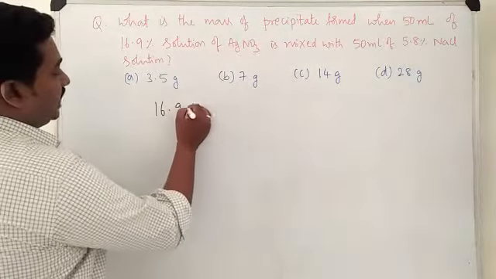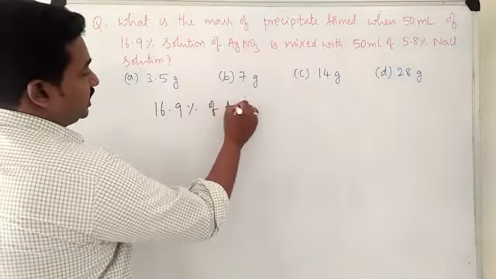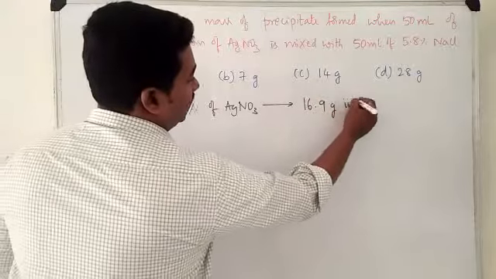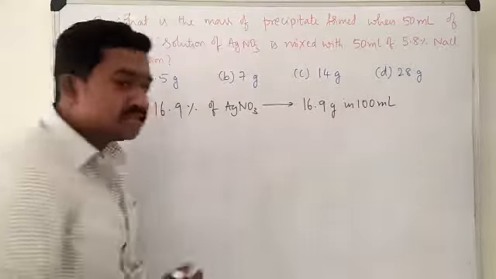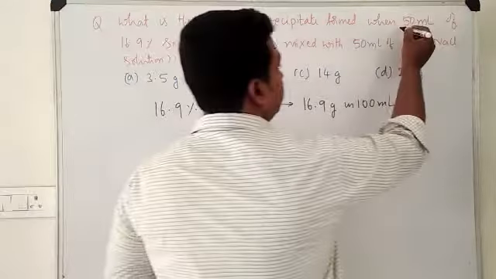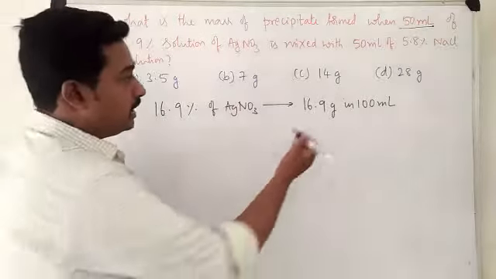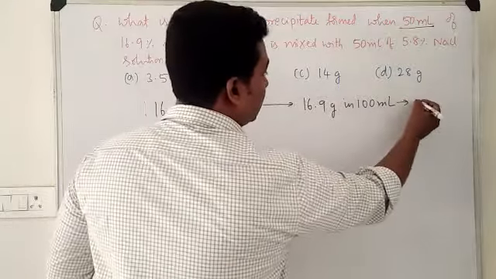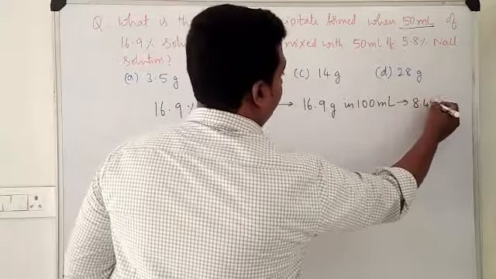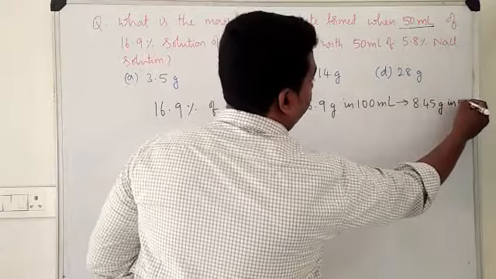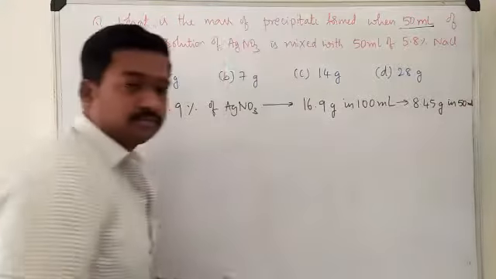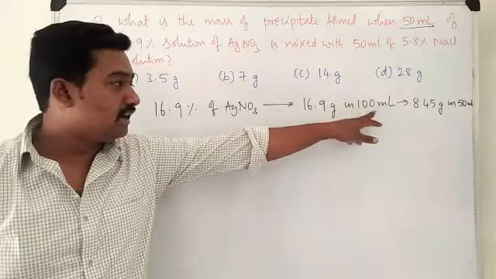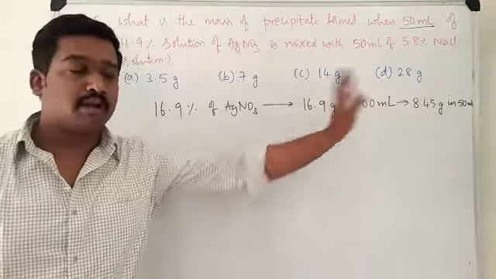First, 16.9% solution of AgNO3 means 16.9 gram in 100 ml. This is in 100 ml, but the question says 50 ml. 50 ml must have half of this. So it means 16.9, that is 8.45 gram in 50 ml. Half of 16.9 is 8.45. Why half? Because it is 100 ml. We want it in 50 ml.